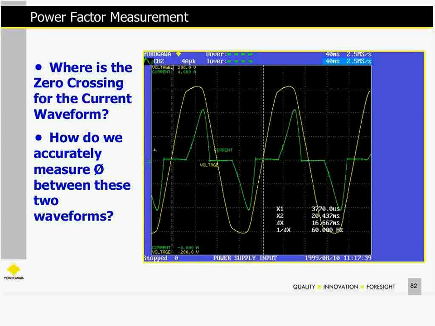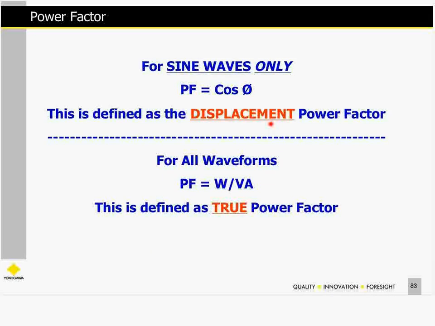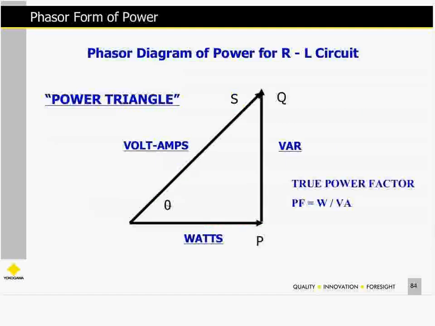For a sine wave, power factor can be calculated as a cosine of the angle between voltage and current. It's a sine wave only. This is defined as displacement power factor. Okay, it's the displacement in time or degrees from voltage to current. But for all other waveforms, these distorted waveforms, power factor is calculated as watts divided by VA. This is defined as true power factor. Works on any type of waveform.